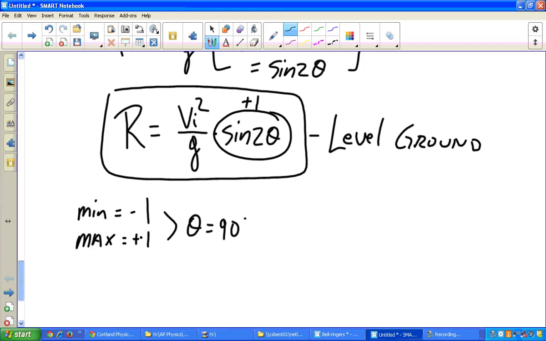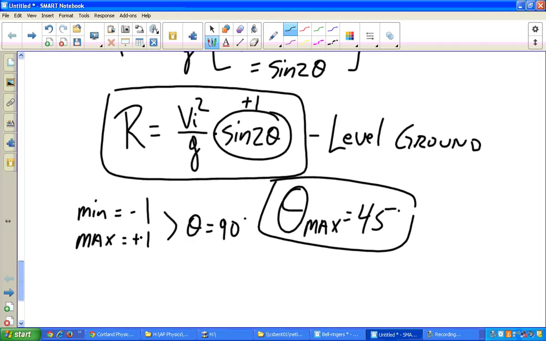Inspecting that, we're going to achieve our maximum value of sine when it's 90 degrees. So 2 times an angle has to be 90 degrees. Therefore, our maximum angle theta is 45 degrees. And that allows us to show that the optimal launch angle, starting and ending on level ground and neglecting air resistance, is 45 degrees. So that's the range equation starting and ending on level ground.